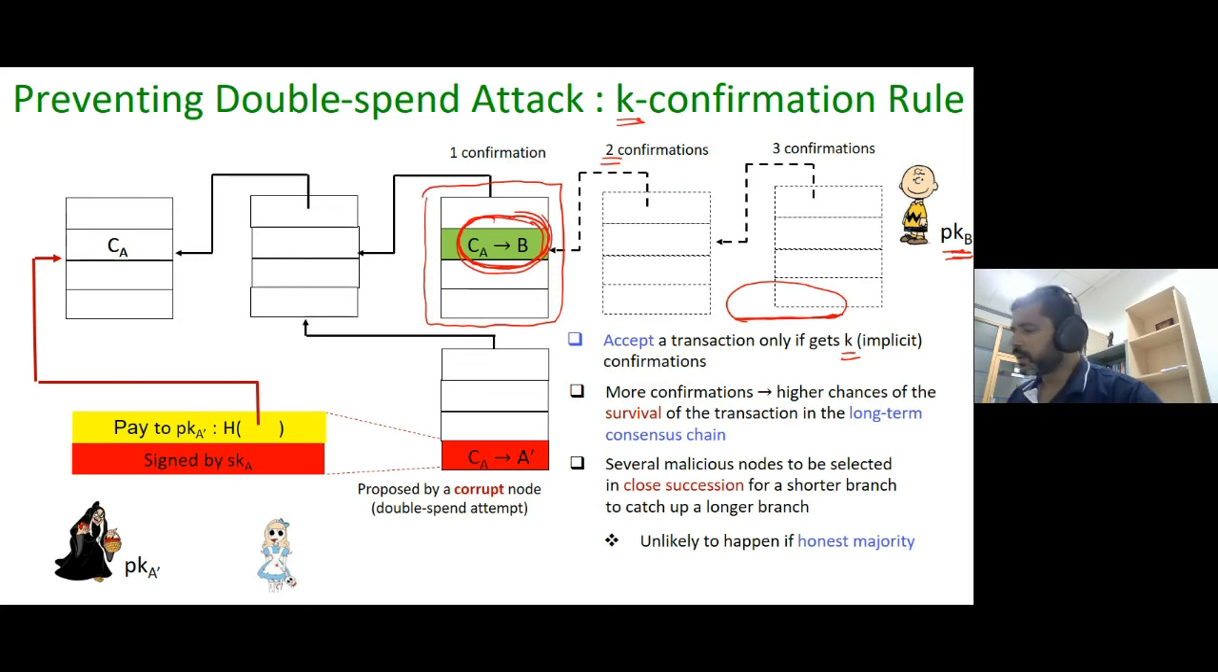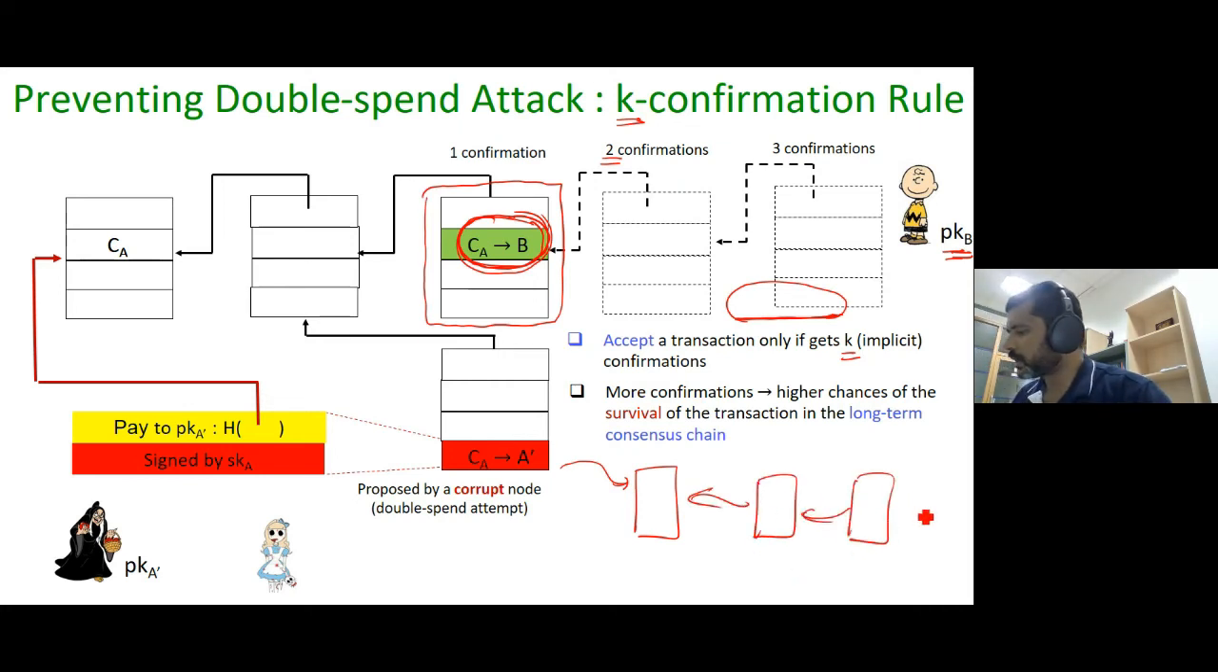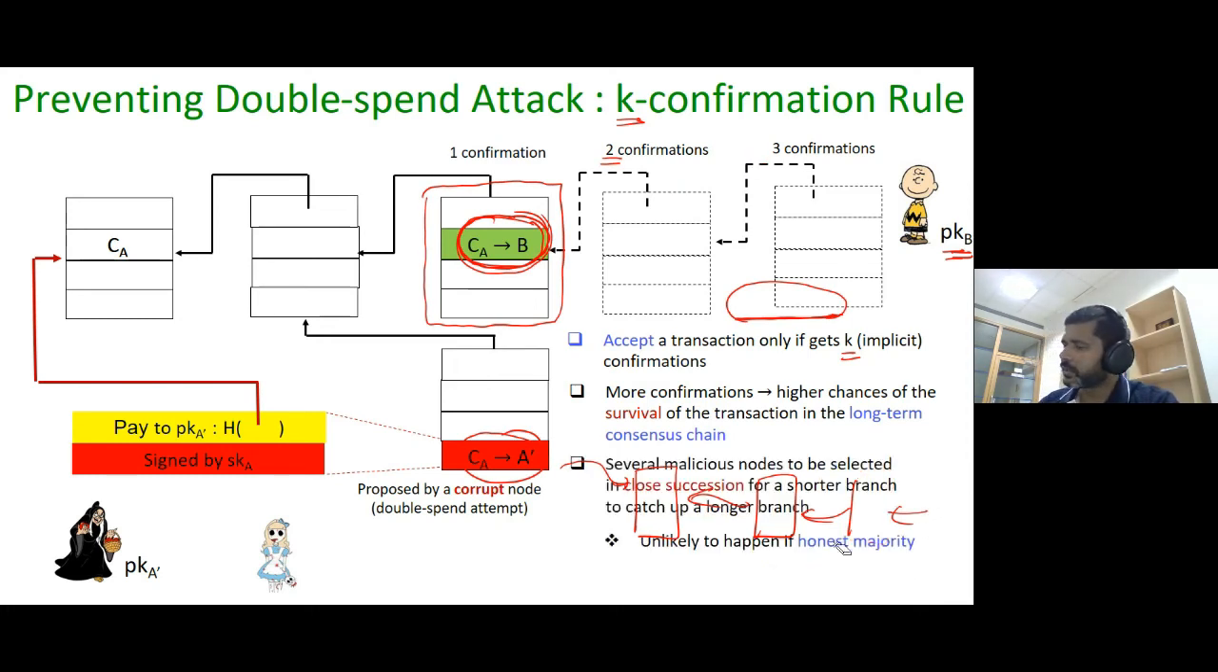Because the only way it can be overwritten is the following. Say it got three confirmations, and after that, in the next four iterations, only the bad nodes get selected for extending the blocks. Suppose they produce blocks on top of this double spend transaction. Then this branch will go longer and the above branch will get shorter. But for that, several malicious nodes should be selected in close succession, and they should be able to produce the next false blocks on top of the double spend transactions.